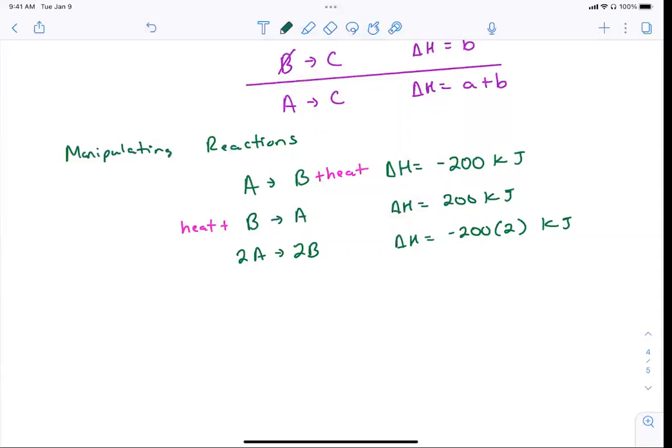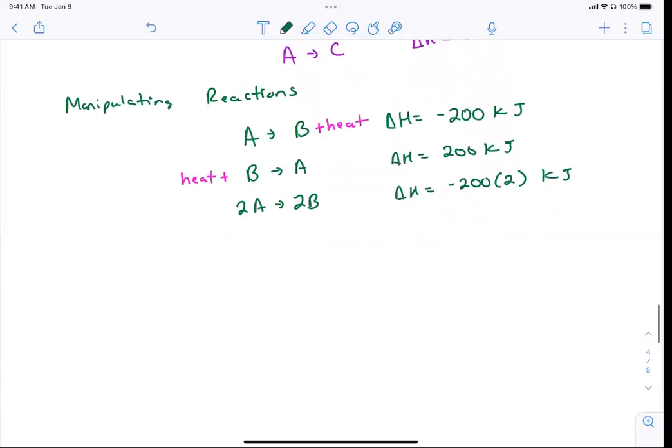Thank you. Does everyone understand how we manipulate reactions? If you have everything, then it's negative 200 times 1/2. So whatever you do to the coefficients of the reaction, you do the exact same to delta H. It's not the same as equilibrium where you raise it to the exponent. In delta H, it's literally exactly the same that you do for each reaction.